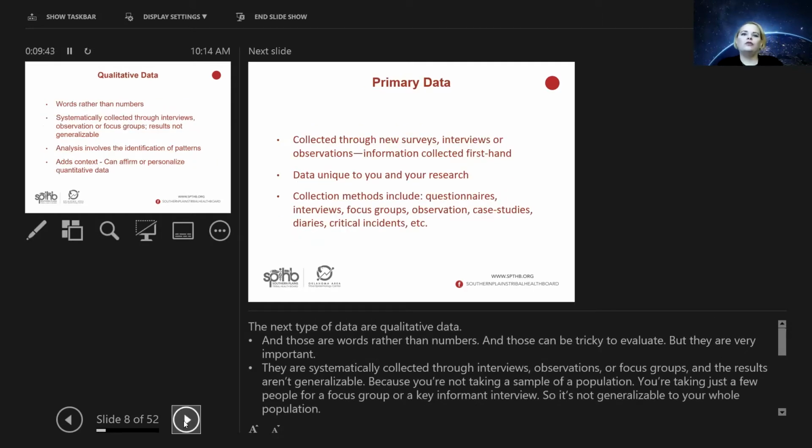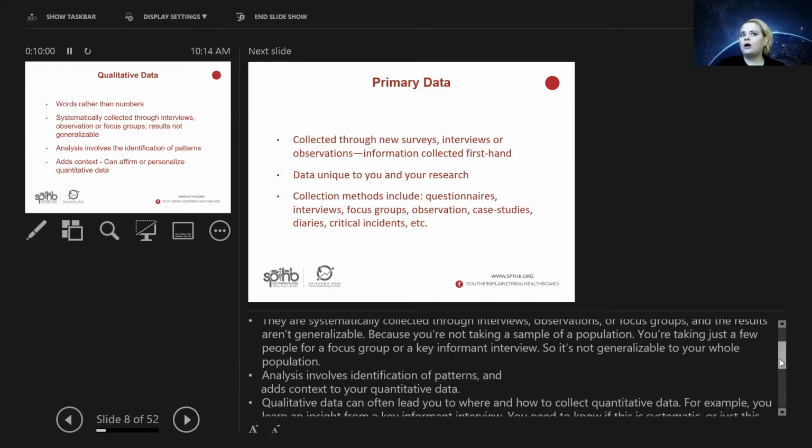And then there's also qualitative data, and those are words rather than numbers. And those can be tricky to evaluate, but they're important. They're systematically collected through interviews, observations, or focus groups. And the results aren't generalizable because you're not taking a sample of a population. You're just taking a few people for a focus group or key informant interviews. So you can't extrapolate that back to your entire population, but that information is very important, and we'll talk about it a little bit later.